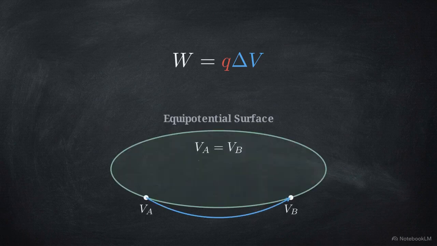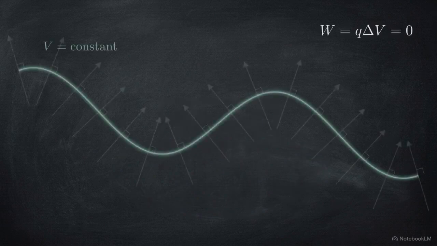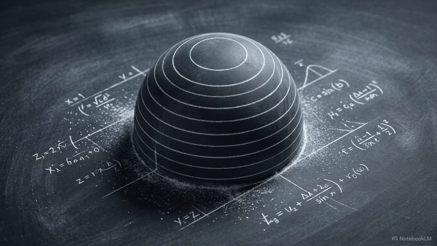Because an equipotential surface maintains a constant voltage, the change in potential between any 2 points on that boundary is exactly zero. Consequently, an object moving along this specific path requires no energy input or output to maintain its trajectory. The demand for zero work creates a physical necessity that forces equipotential surfaces into rigid, unyielding shapes.